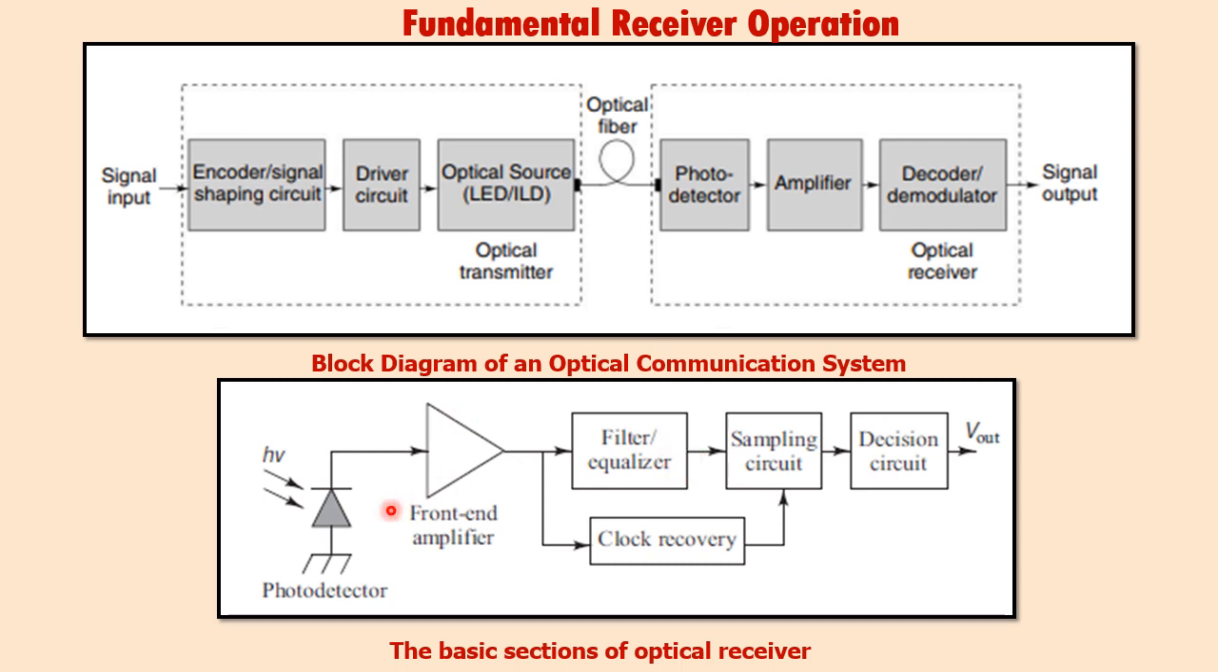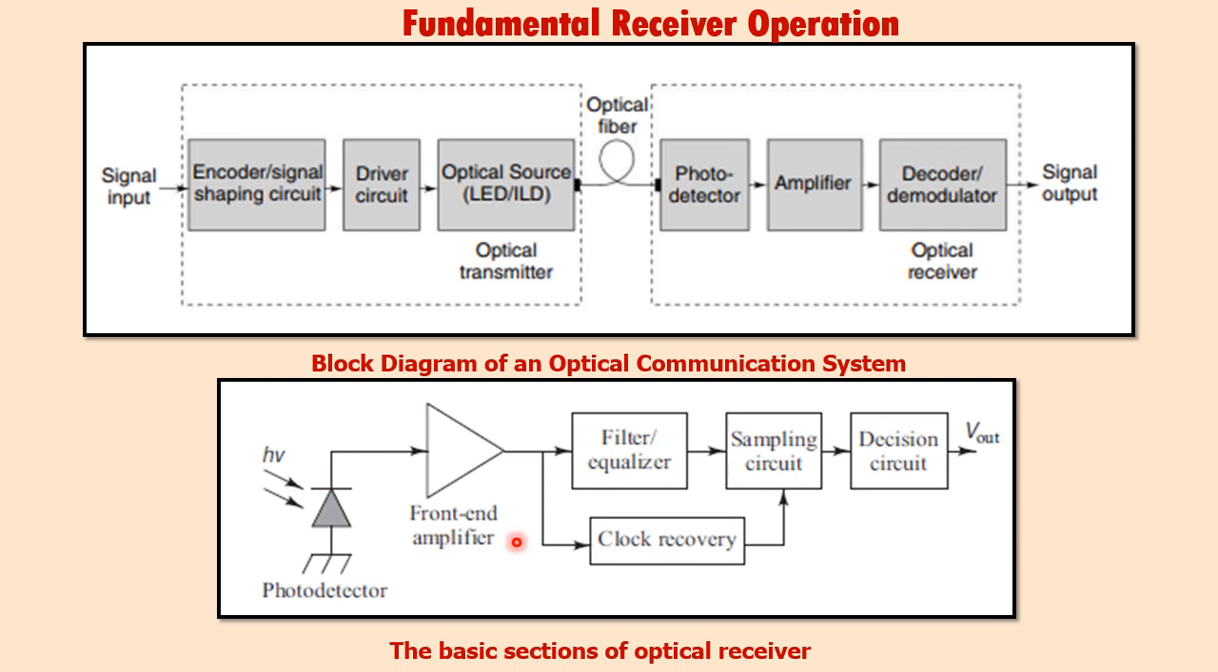So that current we can call it the photocurrent. This photocurrent is amplified by means of this pre-amplifier circuit. By means of this pre-amplifier, the photocurrent is amplified, and it will convert these into voltage pulses at adequate voltage levels.